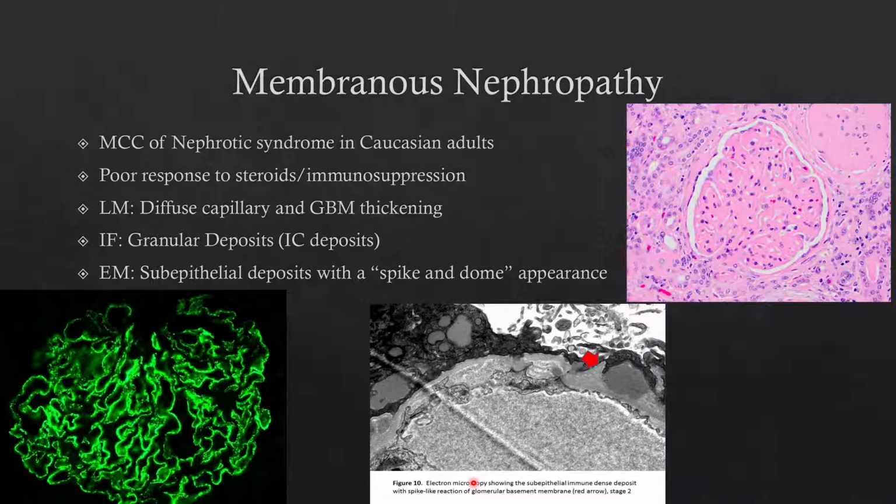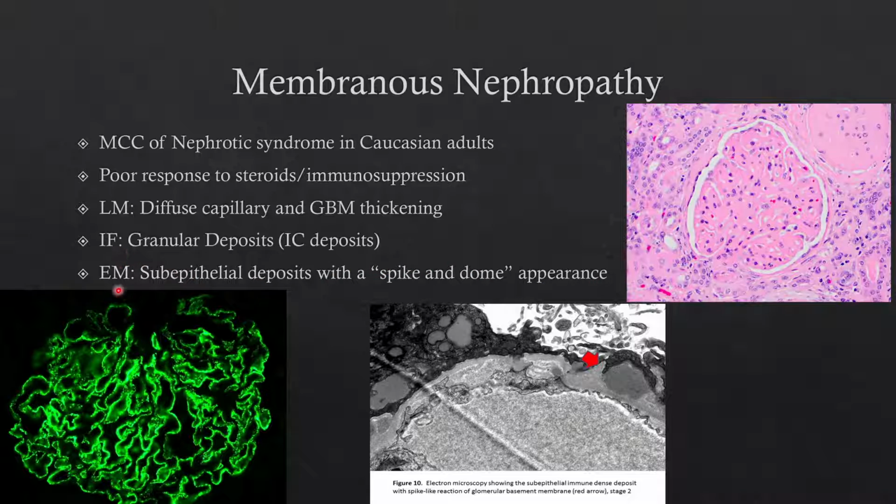And membranous nephropathy, this is another step up. They progressively get worse. This is the most common cause of nephrotic syndrome in Caucasian adults. It also has a poor response to steroids and immunosuppression. In light microscopy, you're going to see diffuse capillary and glomerular basement thickening. So you can see that this glomerulus is very thick. It has very, very little spacing between all of the intricacies of the glomerulus.